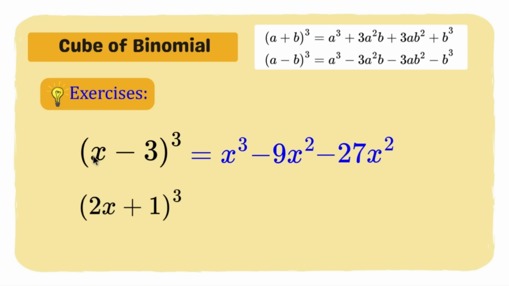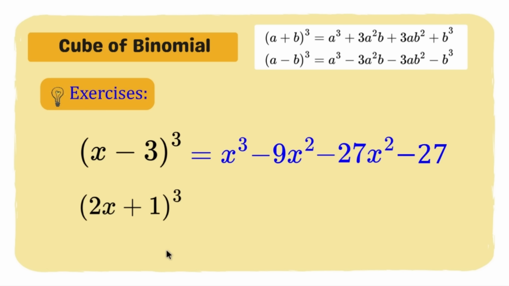Next, we have here, kunin natin yung square ng second term, which is 3. 3 squared is 9 times 3 times x. We will get 27x squared. And then lastly, we have here the cube of 3, which is just 27. And since subtraction po yung ating original binomial, then for our final answer is also subtraction according to our pattern.